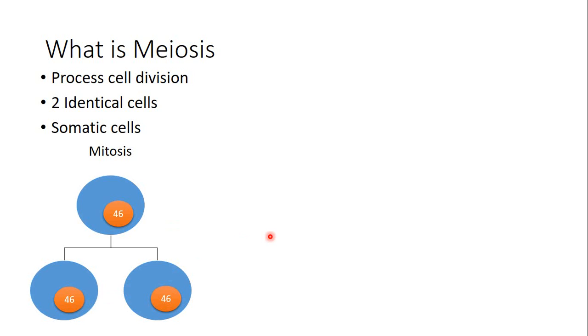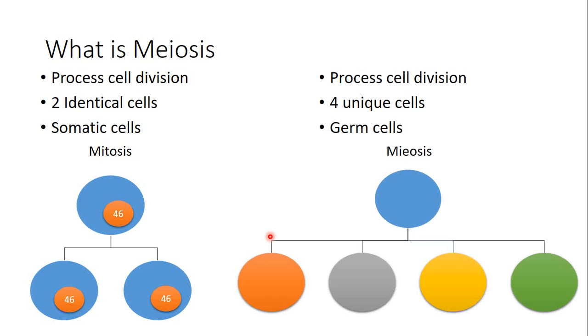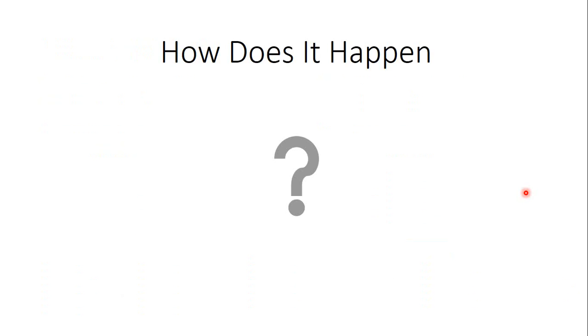while in meiosis the case is different. It's also a process of cell division, but at the end I get four unique cells, non-identical, and they are not identical also to the mother cell. This meiosis happens in the germ cells, and it gives me at the end, as I told you, from one somatic cell which has 46 chromosomes, four non-identical cells with 23 chromosomes each. How does it happen and where does it happen?